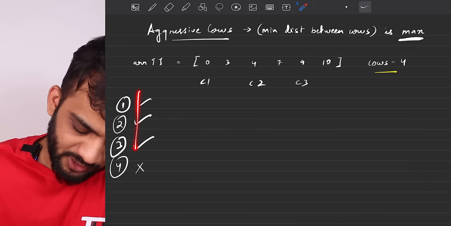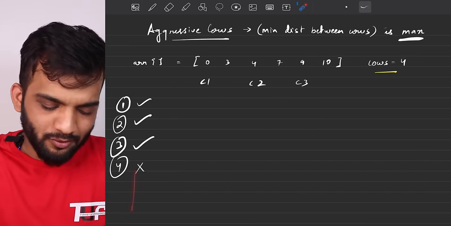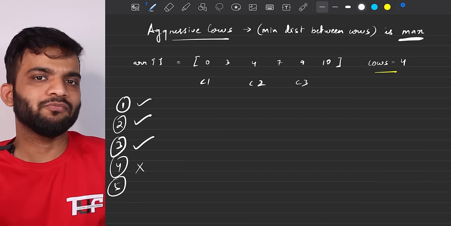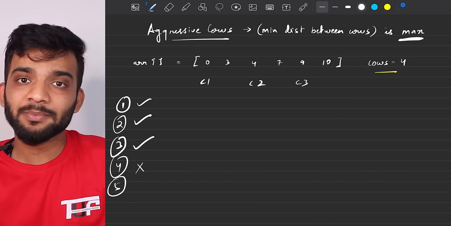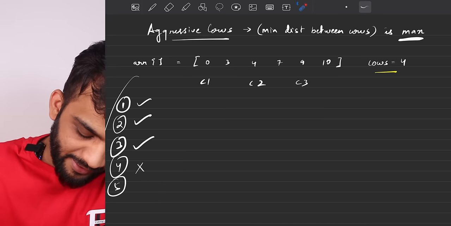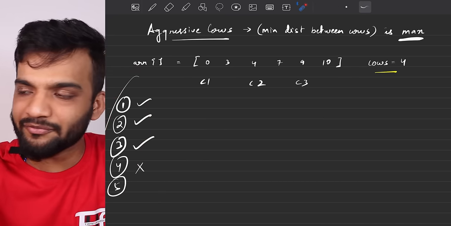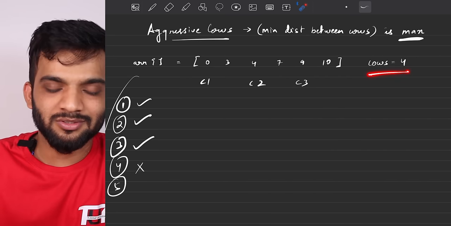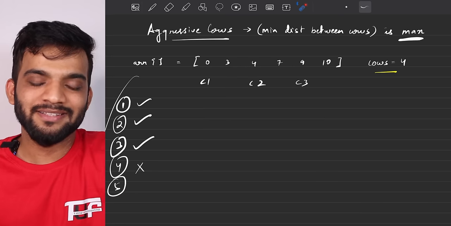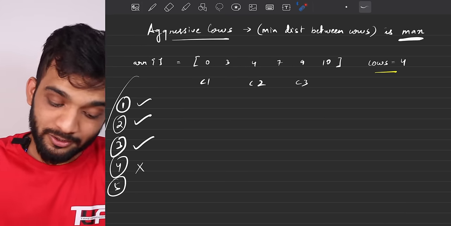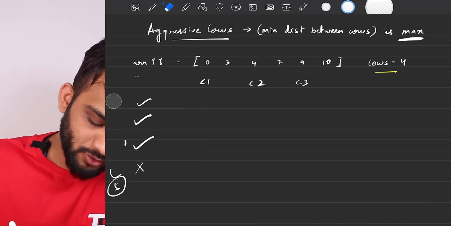It's possible till 3. And after 4, do you need to check for 5? The answer is no. Why? Very simple. Because if at 4 it was not possible, if at 4 you could not place all the cows, at distance 5 you'll never be able to. At distance 6 you'll never be able to. At distance 7 you'll never be able to. It's not possible.